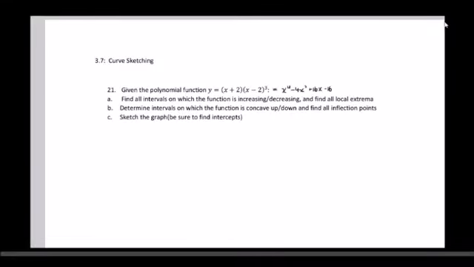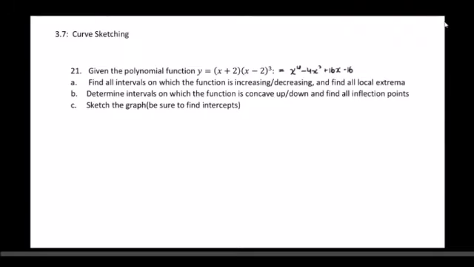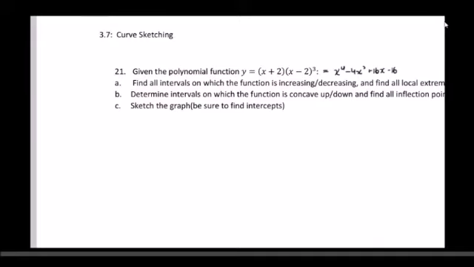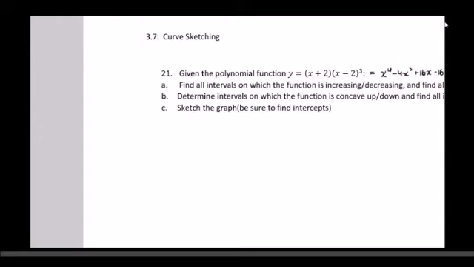Okay, number 21. Given the polynomial function (x plus 2)(x minus 2) to the third power, which if you were to multiply out equals x to the fourth minus 4x cubed plus 16x minus 6. We have to find where the function's increasing, decreasing, local extrema, intervals of concave up and down, inflection points, and sketch the graph. So a lot going on here. Part A: intervals in which the function is increasing and decreasing. Find the local extrema. That's the first derivative test.